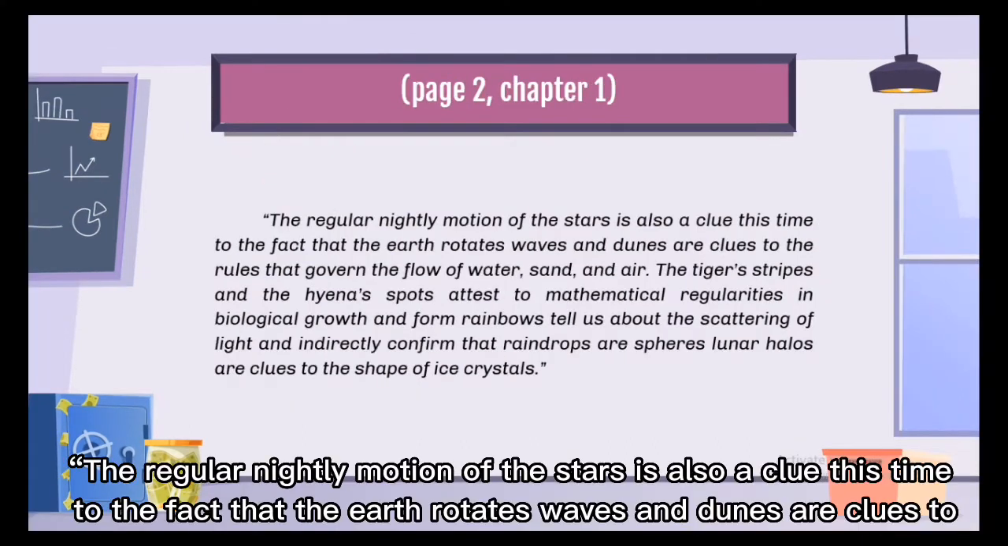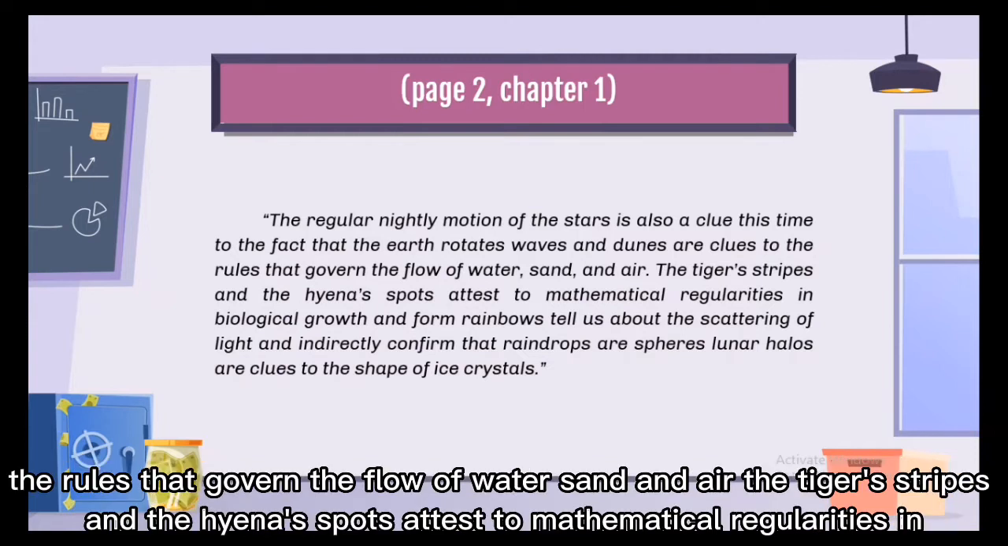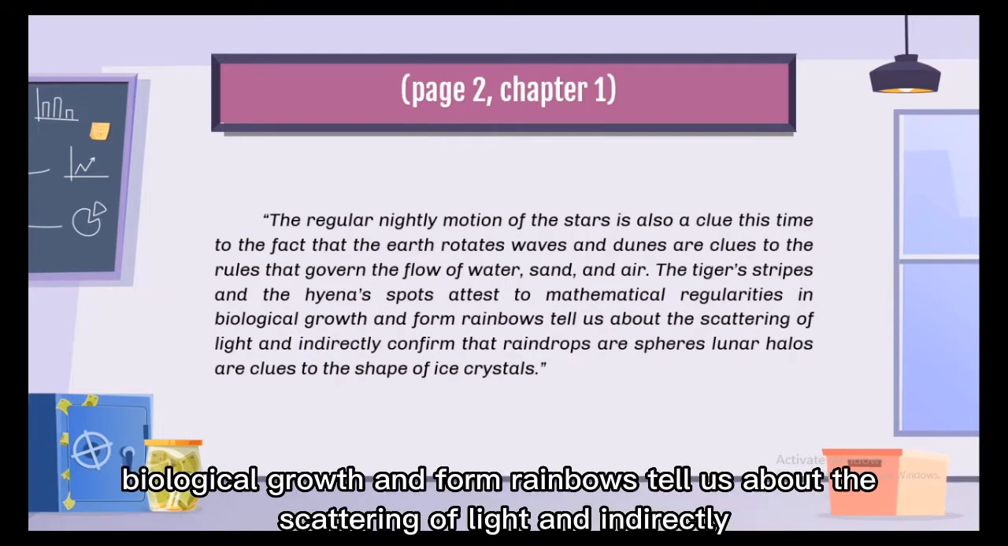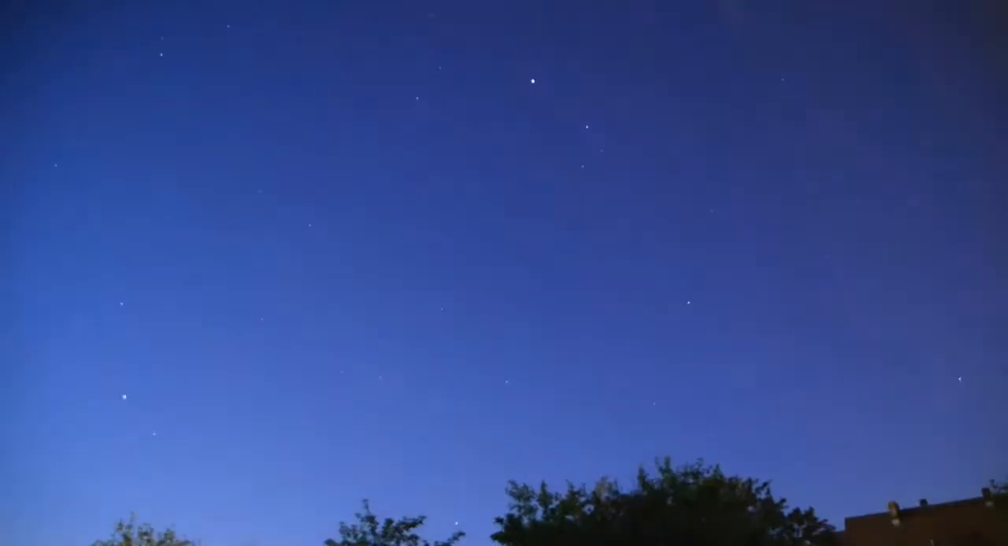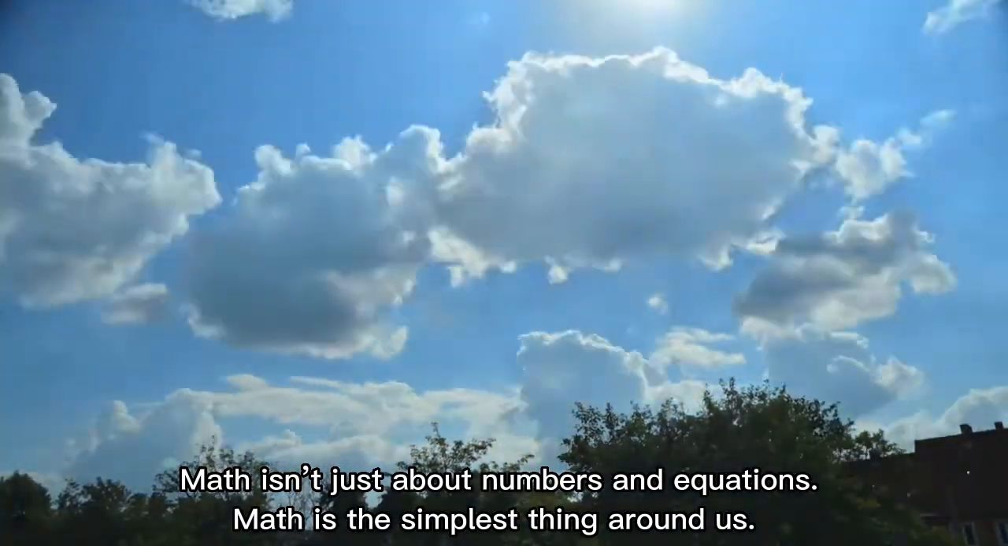The regular nightly motion of the stars is also a clue, this time to the fact that the Earth rotates. Waves and dunes are clues to the rules that govern the flow of water, sand, and air. The tiger stripes and the hyena spots attest to the mathematical regularities in biological growth, and the form of rainbows tells us about the scattering of light and indirectly confirms that raindrops are spheres. Lunar halos are clues to the shape of ice crystals. Math isn't just about numbers and equations. Math is the simplest thing around us.